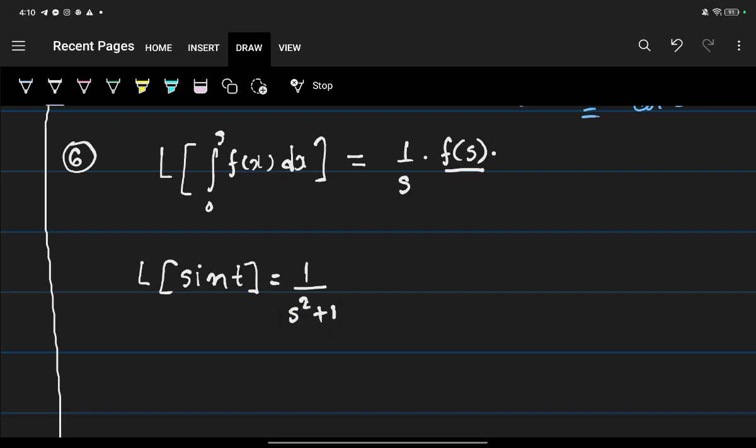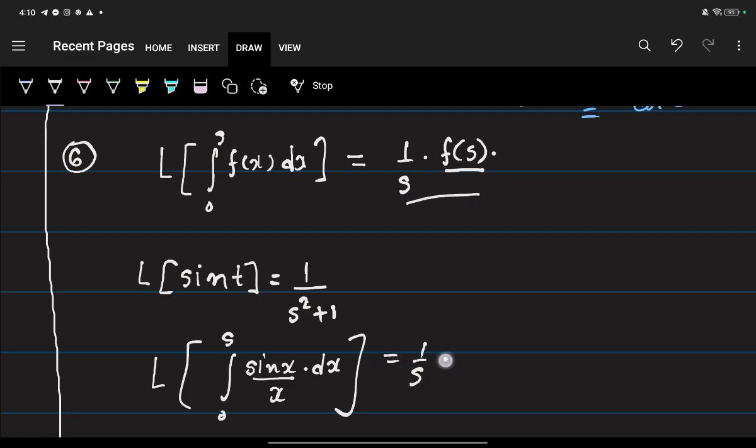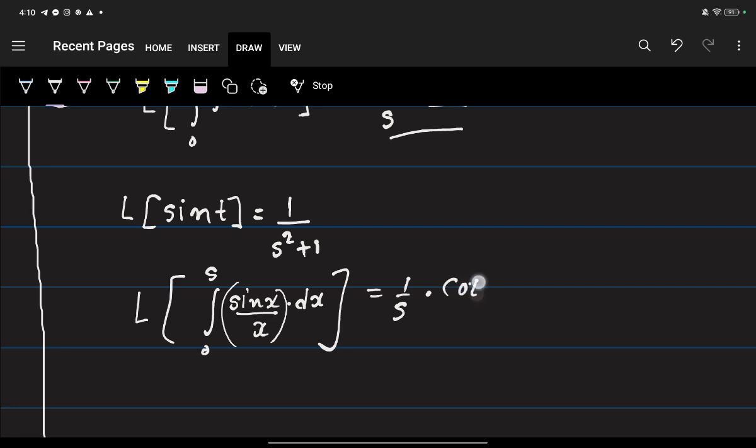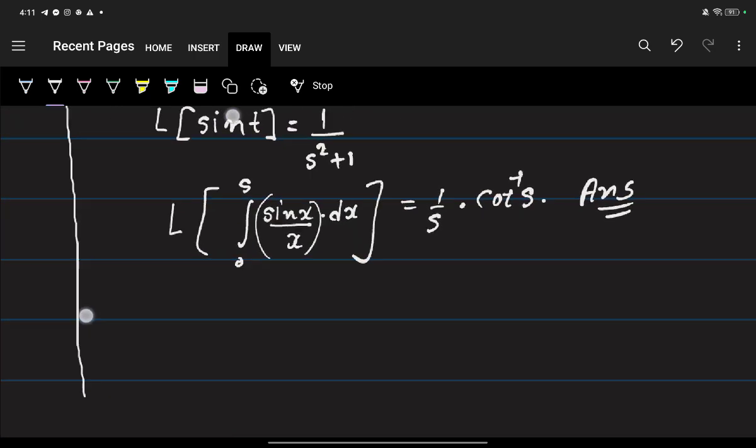So what's the Laplace transformation of the integral from 0 to x of sin t over t dt? It will be 1 by s multiplied by the Laplace transformation of sin x by x, which we know is cot inverse s, right? So that's it. That is the answer. Understood? Now let's understand the seventh property.